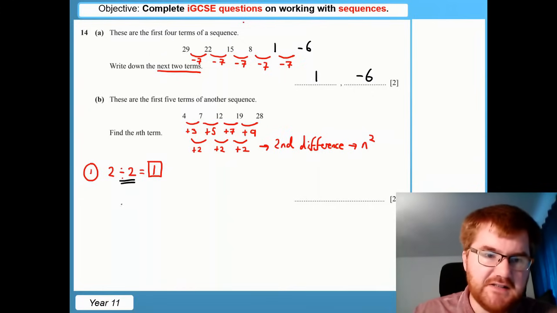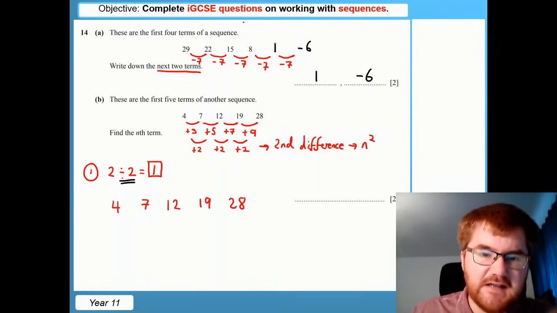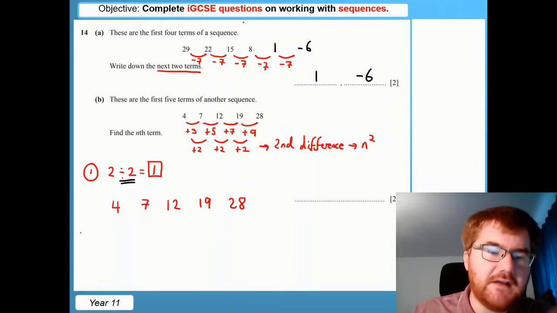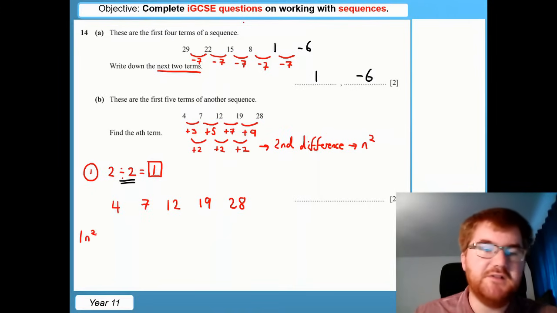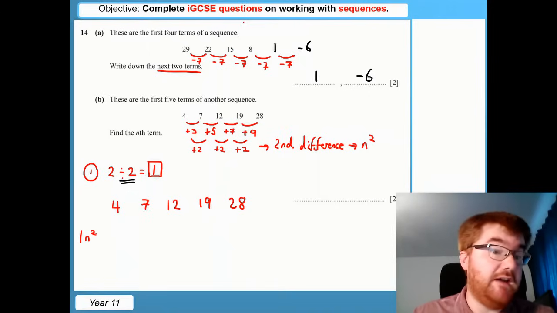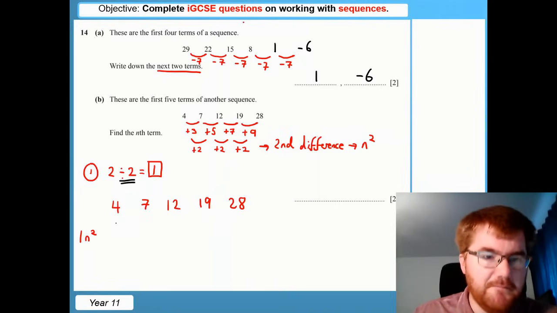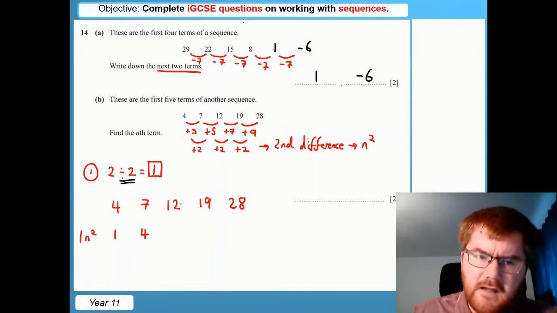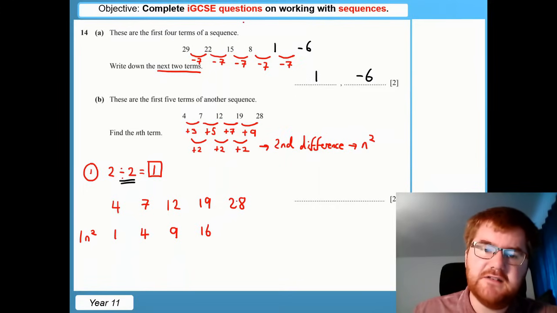Okay, so I'm going to write this sequence out that we've got at the top here, 4, 7, 12, 19, 28, and what I'm going to do now is write down the 1n squared numbers, also known as just the square numbers. So what is 1 times 1? That's 1. 2 times 2, that's equal to 4. 3 times 3 is equal to 9. 4 times 4 is equal to 16. And 5 times 5 is equal to 25.